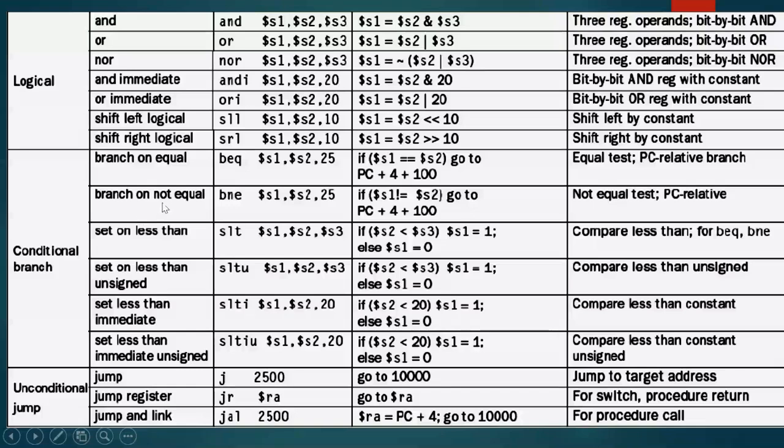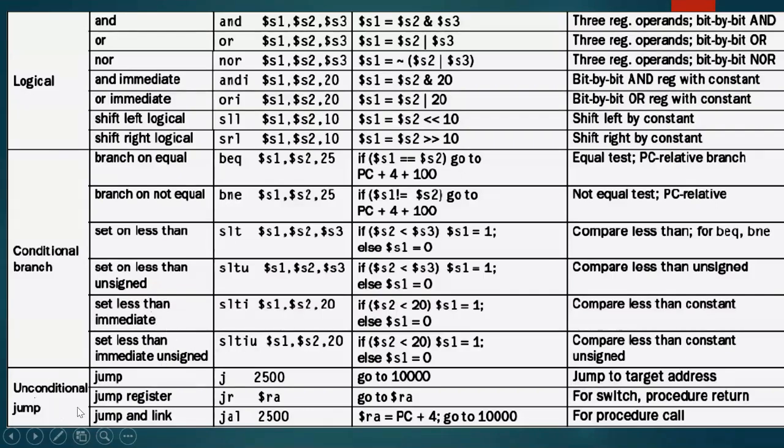Same like that for branch on not equal. The keyword you're going to use is BNE, branch not equal. Same mnemonics: $S1 comma $S2 comma 25. What it means is, if $S1 is not equal to $S2, then go to the particular position. Same way, PC plus 4 is a constant plus 100. 100 represents where the memory is currently pointed. So that is the branch not equal. Same way the set on less than, then set on less than unsigned, immediate signed.